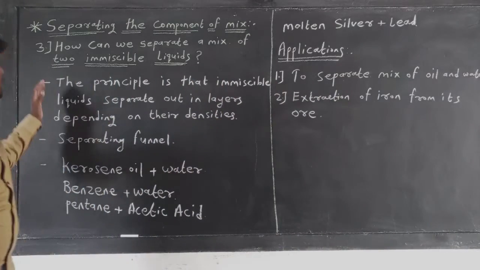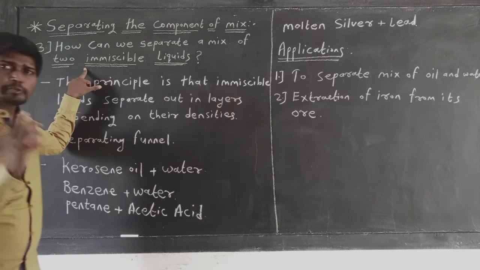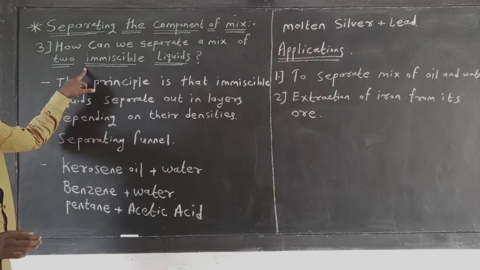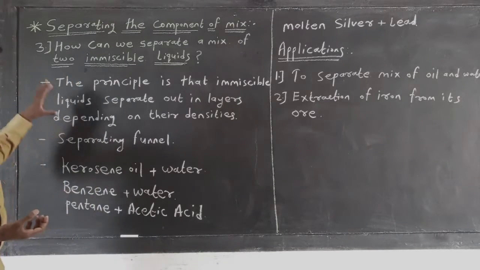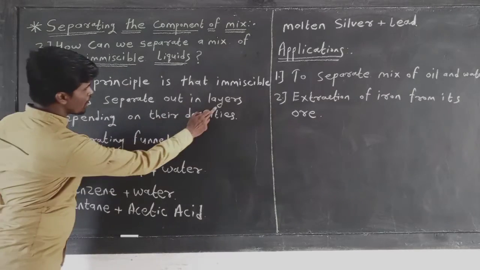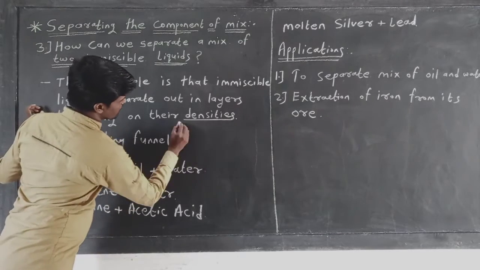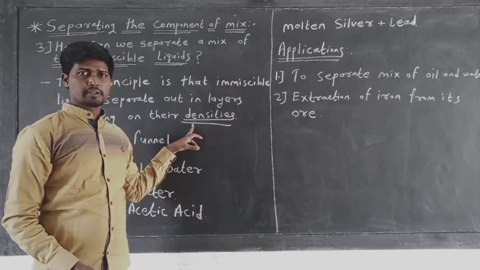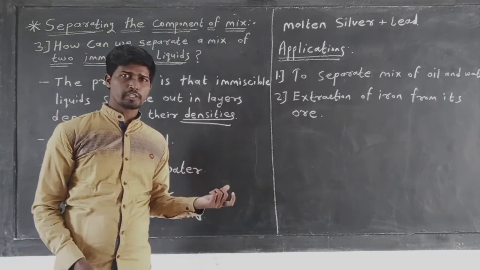So you know that two immiscible liquids means these two liquids are in two different phases, or it is a heterogeneous mixture, or a non-uniform mixture. And how is this mixture separated? The principle is that immiscible liquids separate out in layers depending on their density. This principle is based on density, meaning one liquid has high density and one liquid has low density.